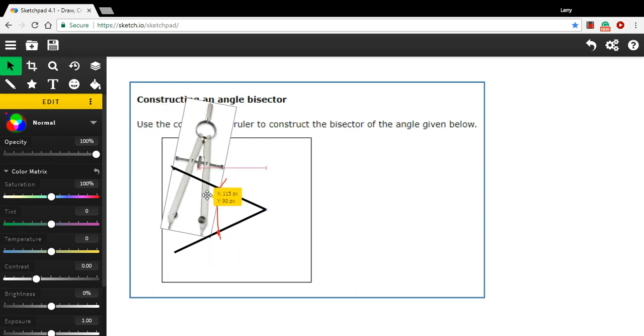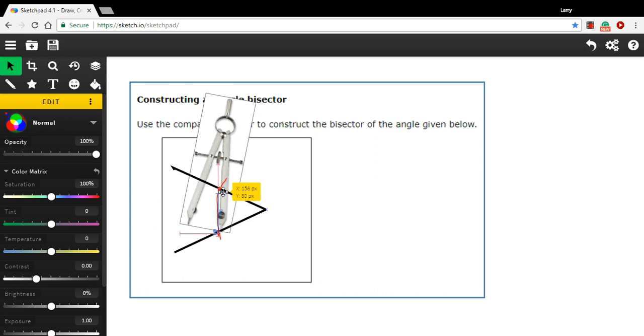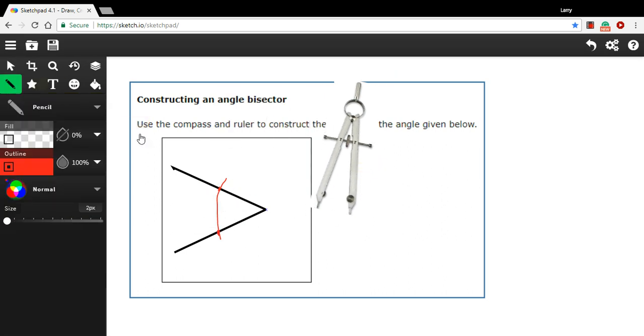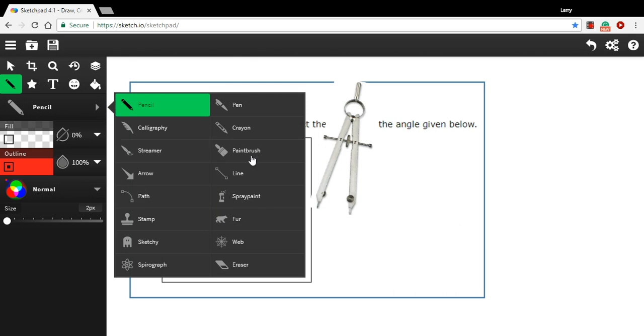And what you're going to do is put the point down here and then draw an arc that goes this way. So you're going to get something, and I'm just going to approximate this, that looks like that. And you're going to do the same thing from the other side, and you're going to get something that looks like that. This point, where those two arcs cross, and this point here, that's where you're going to use your straight edge and draw a line. And that line is going to be your angle bisector.